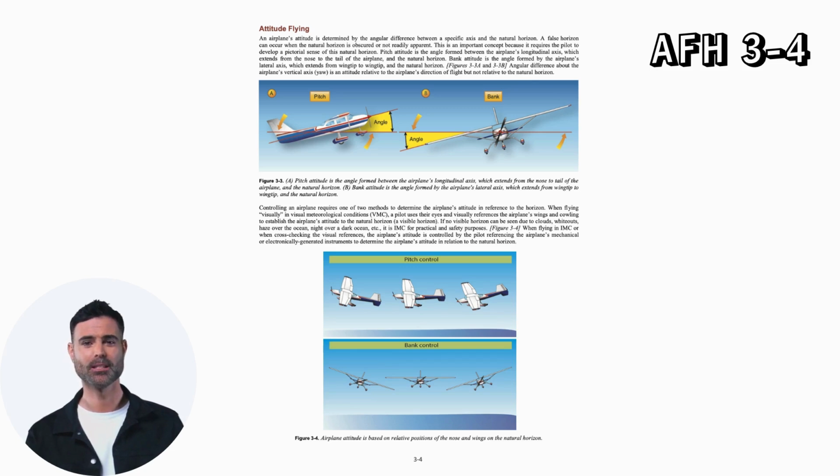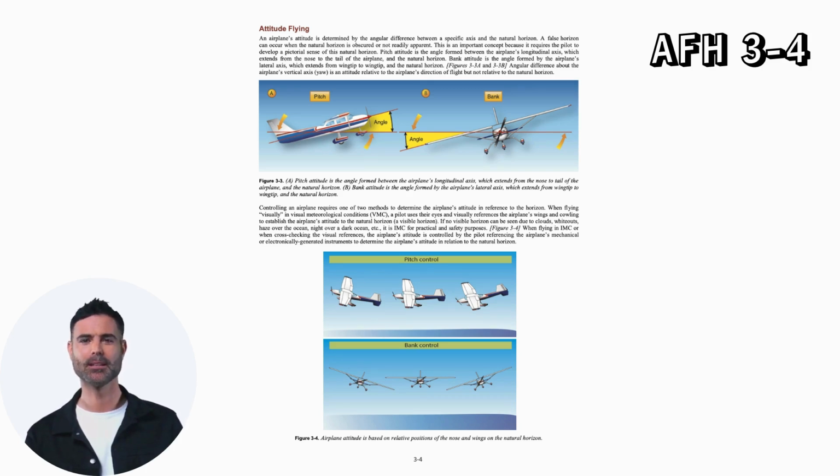A false horizon can occur when the natural horizon is obscured or not readily apparent. This is an important concept because it requires the pilot to develop a pictorial sense of this natural horizon. Pitch attitude is the angle formed between the airplane's longitudinal axis, which extends from the nose to the tail of the airplane, and the natural horizon.